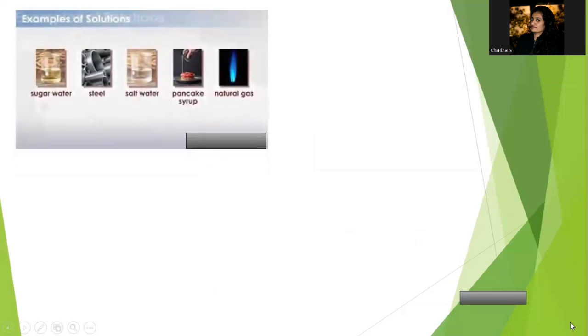The examples of the solution, I already gave you some examples: the sugar water, steel, salt water, the pancake syrup, the natural gas. These are the examples.